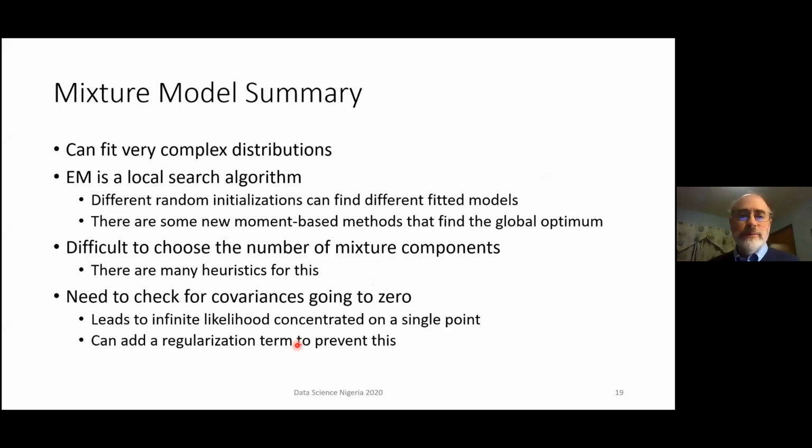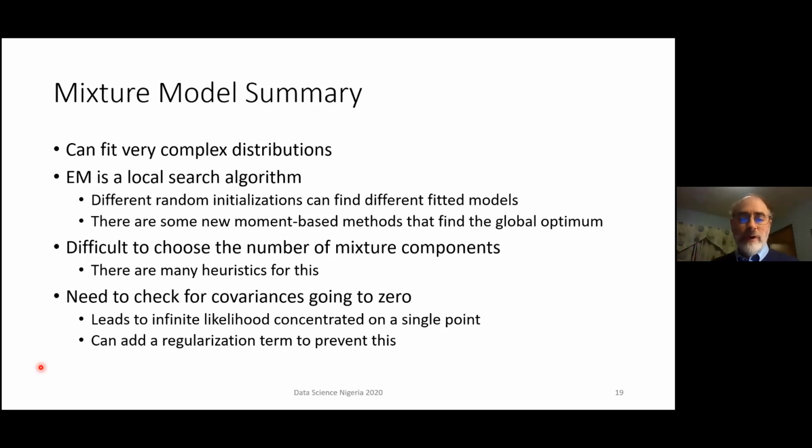Okay, so the summary for mixture models is you can fit very complex distributions. But EM is a local search algorithm. A main issue is, well, how do you choose the number of mixture components? This is a hyperparameter that you need to try multiple values for. In our work on anomaly detection, what we did was just build an ensemble. So we fit mixtures with 1, 2, 3, 4, and 5 different components for our data. And then we just use the surprise averaged over all of the individual models to get an overall anomaly score.